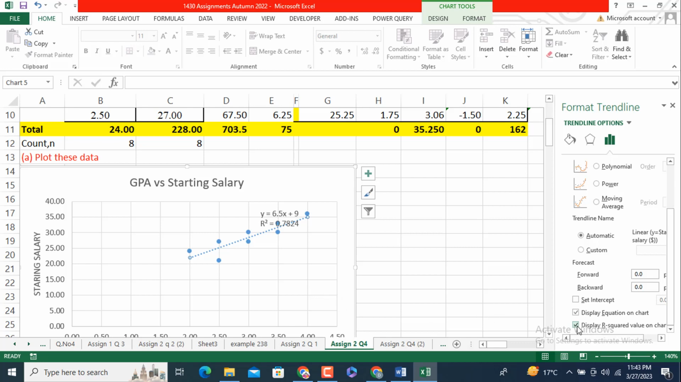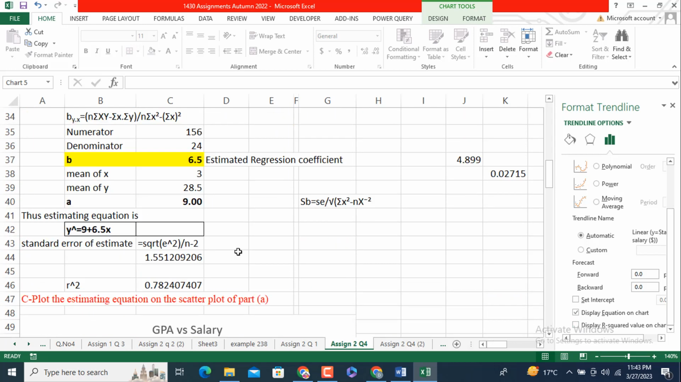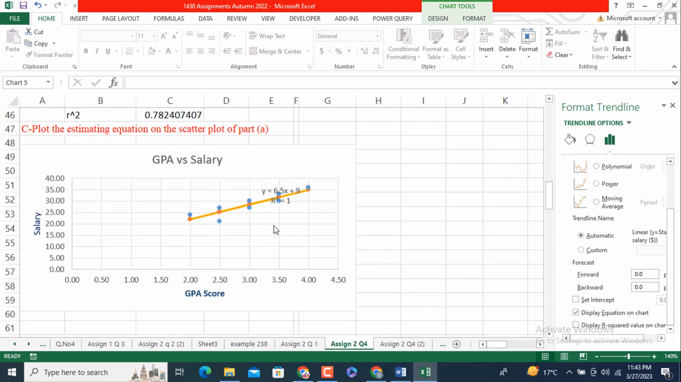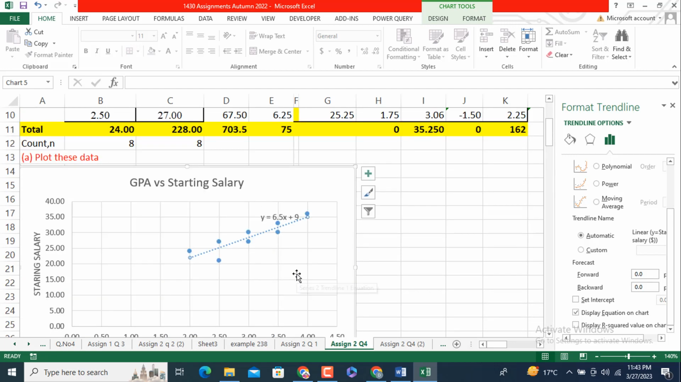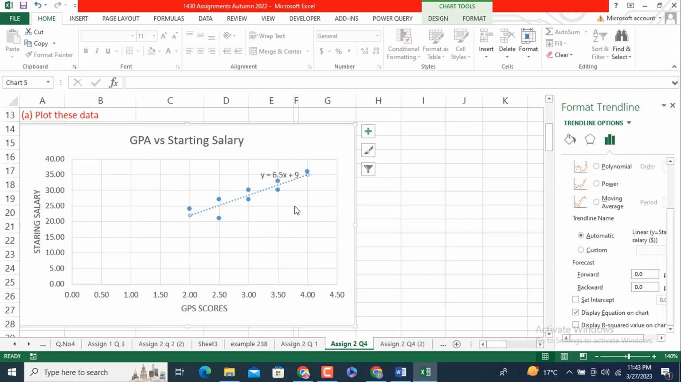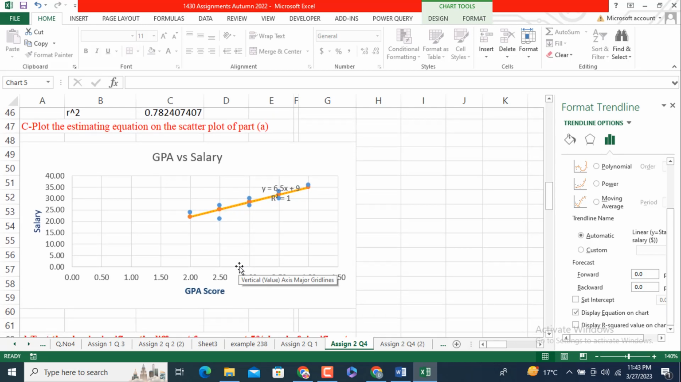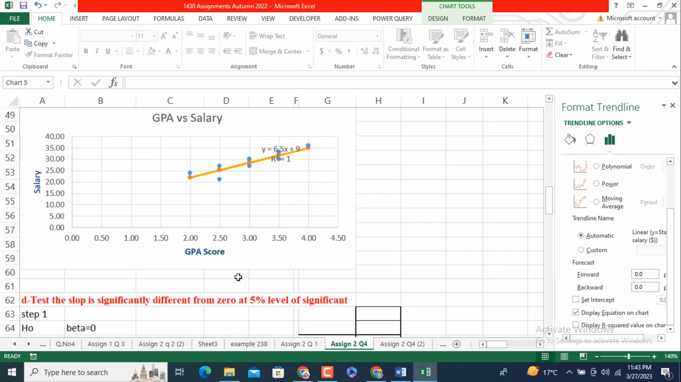This is the equation I am going to tell you here. After that, this equation will appear here like this. This dotted line is your required estimated equation line. Here I have done it in different colors with different lengths.